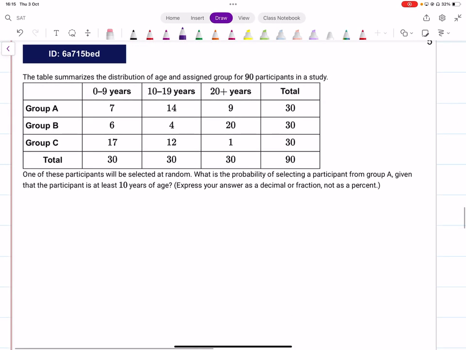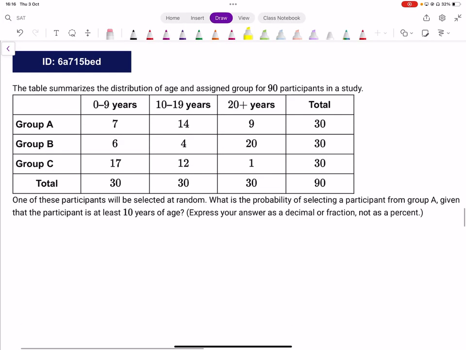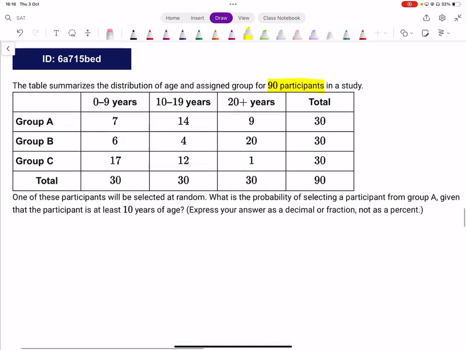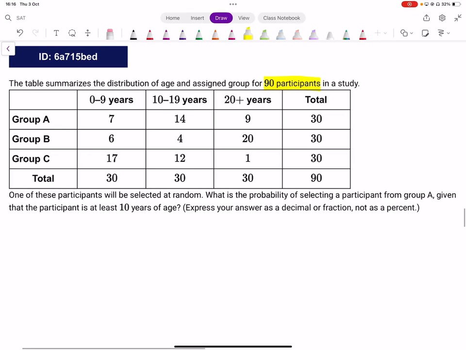All right. So again, we have a table. The table summarizes the distribution of age in a assigned group for 90 participants. So we have 90 participants in a study. That's the total number. You have this distribution. One of these participants will be selected at random.